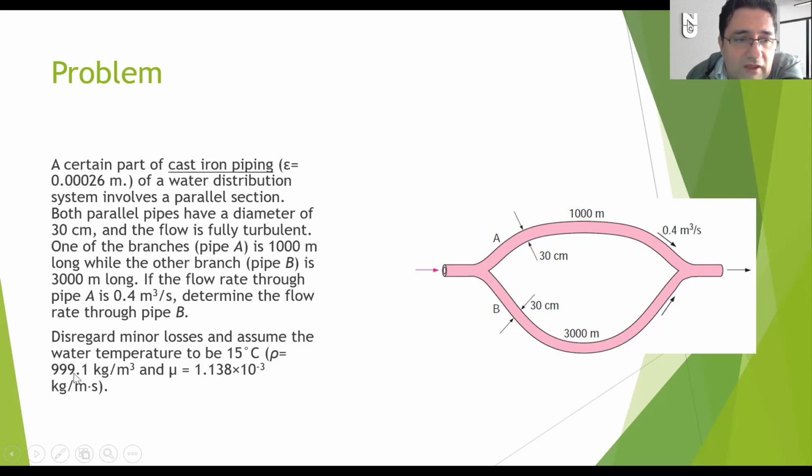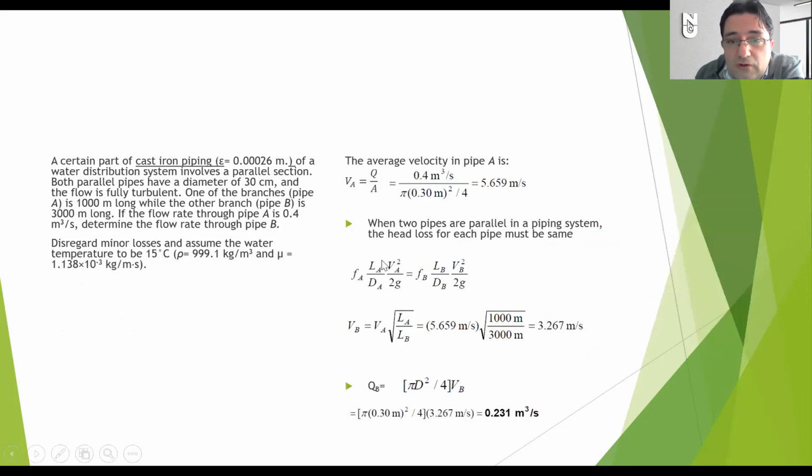The temperature is given, density is given, and dynamic viscosity is given here. And if it is not given, you can take density as 1,000, and the viscosity is 1.007, a typical value in terms of Pascal second. So the solution is quite simple. Let's have a look at how to solve it.